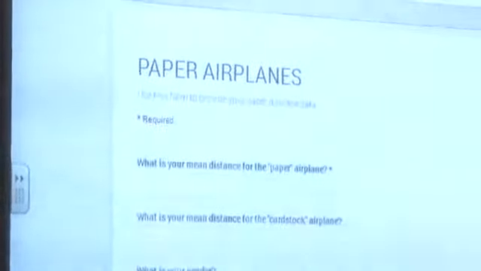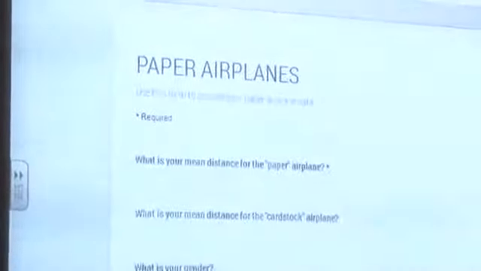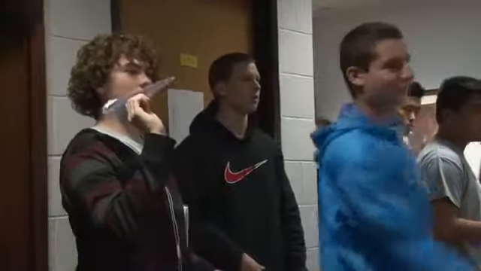Ultimately, we're going to start putting things into Fathom, which is a computer program that we use in AP Statistics, and we're going to start looking at scatter plots, start looking at the relationship between the type of paper and the distance that it's thrown, start talking about can you make a prediction about how far a cardstock plane might go if you know how far the regular plane would go, assuming the same person's throwing both of them.